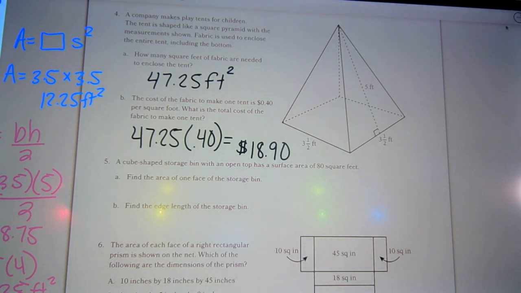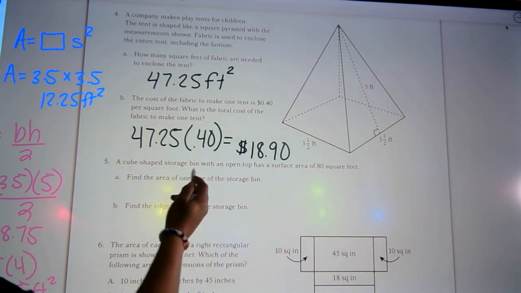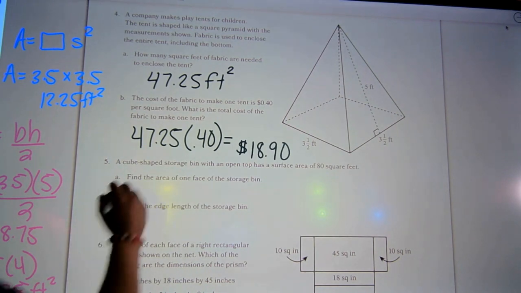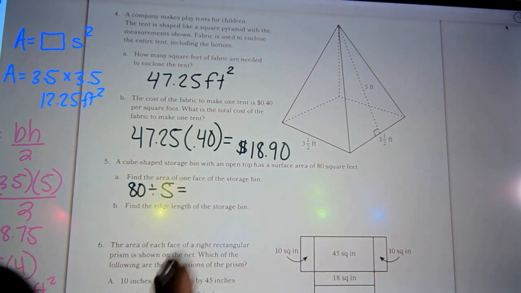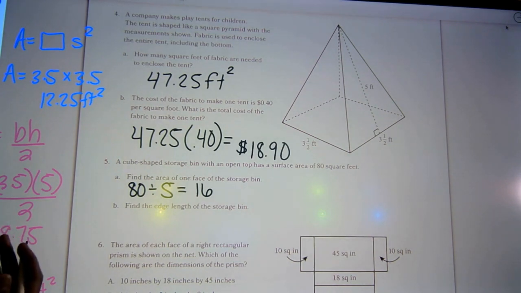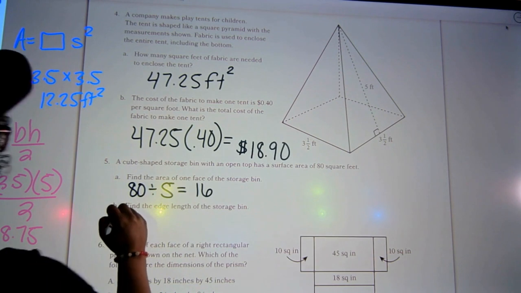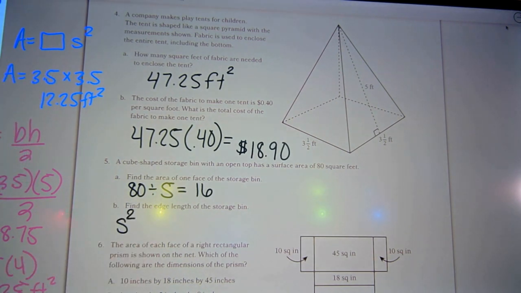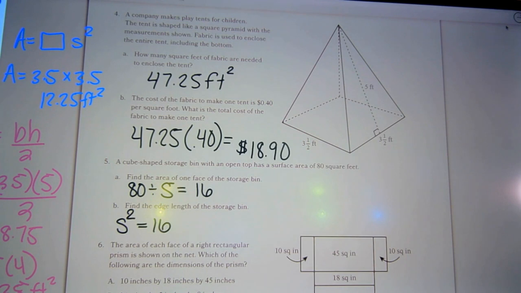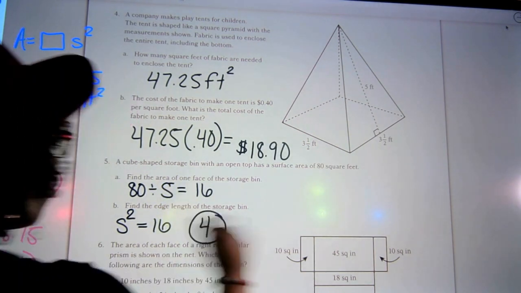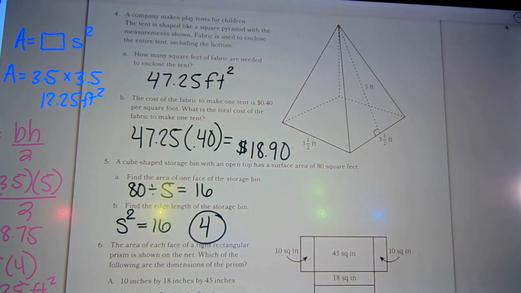Find the area of one face of the storage bin. Well, we know a cube has 6 sides, but one of those sides is missing because it has an open top. So we would simply do 80 divided by those 5 sides, which would tell us that the area of one of the faces of the storage bin is 16. So it says find the edge of the storage bin. Or again, surface area for a cube is S squared. Okay, that's how we find our surface area. And then normally you have 6 of them, so it's 6S squared. But if S squared is equal to 16, then you want to find the square root of 16, which is going to be 4. 4 times 4 is what will give you 16. So that completes number 5, and we know it has a side length of 4.